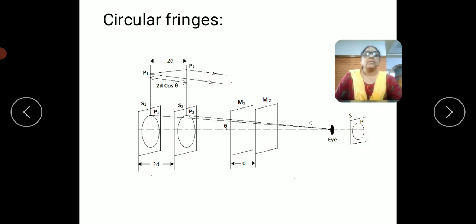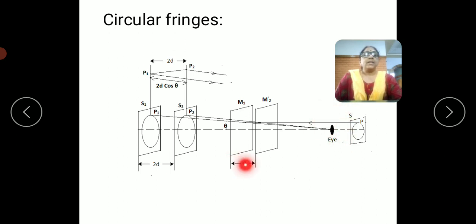Now here this is an extended source. Due to this we get two virtual sources, S1 and S2. After reflection from M1 and M2 dash, if they are exactly parallel, the rays from S1 and S2 will reunite and give an interference pattern, which we see through our eye.